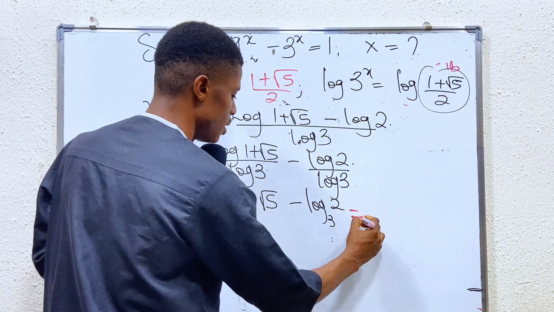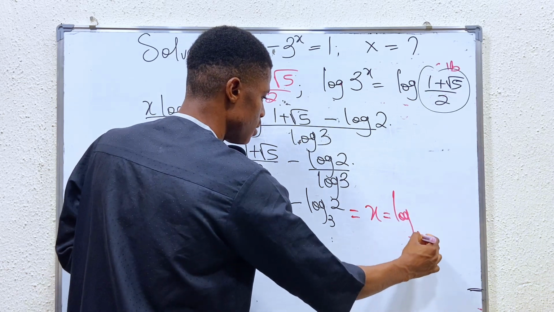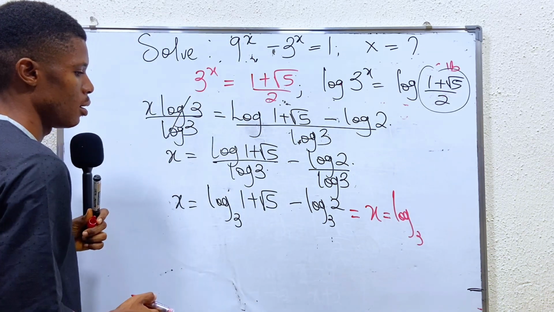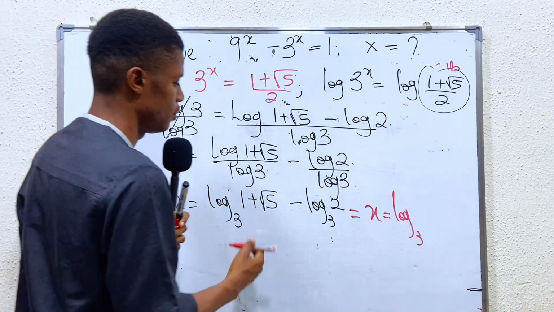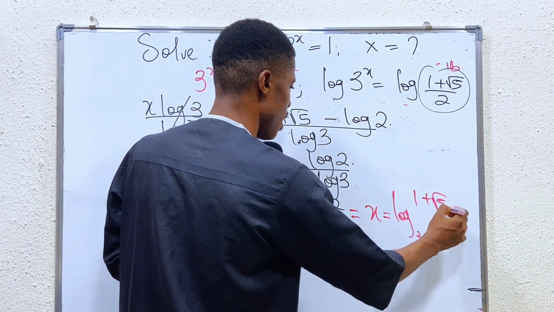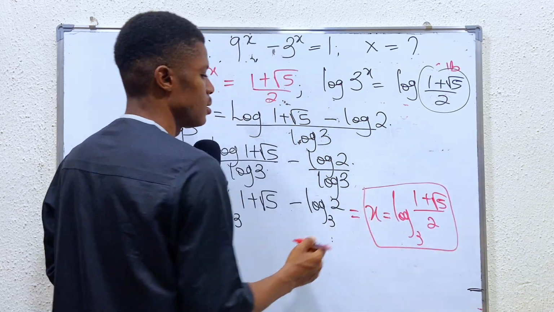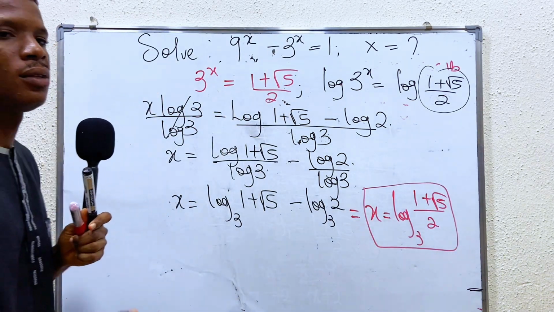This can further be seen as x equal to log base 3 of (1 plus root 5) divided by 2. And that's the answer. So this is the actual value for x.